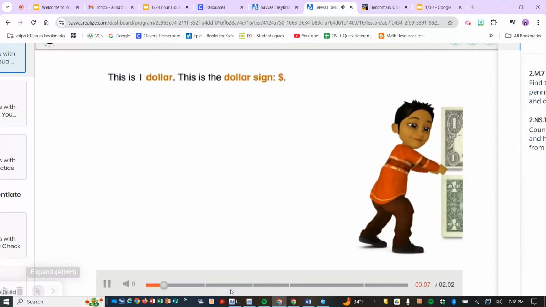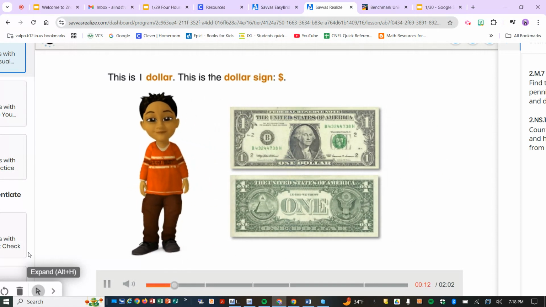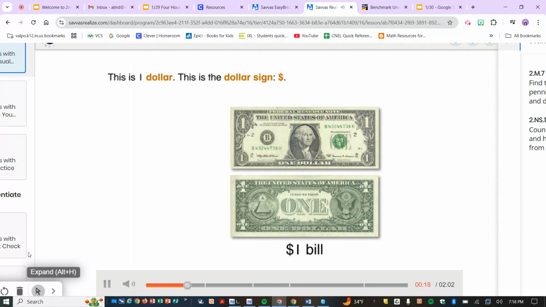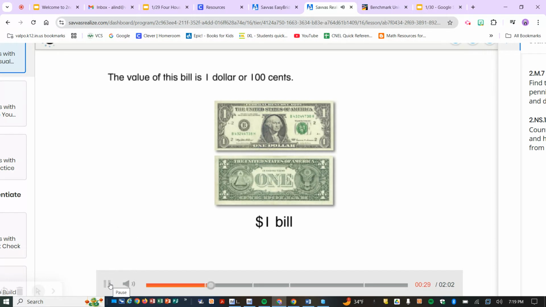This is $1. This is the dollar sign. A $1 bill has the same value as 100 pennies. What is the value of this bill? The value of this bill is $1, or 100 cents.